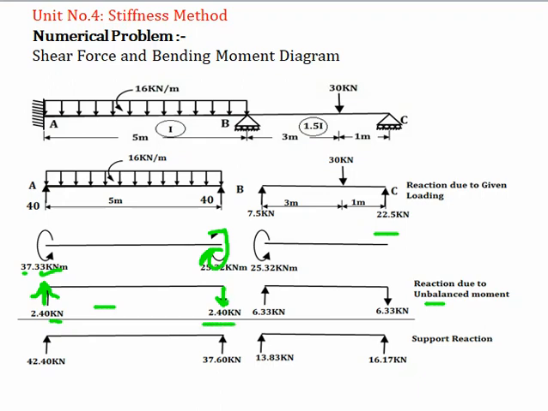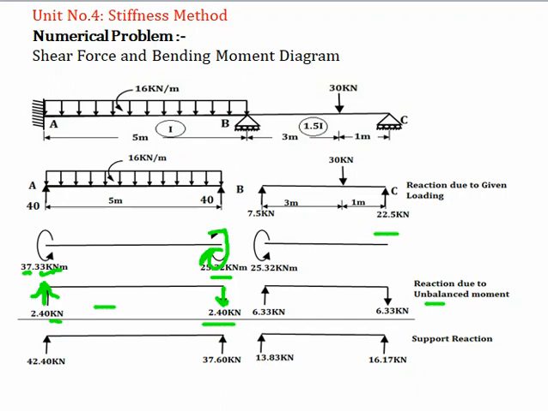So why up? When it rotates, it will get added here, and the value will be the same, equal to 37.33 that we will get. So they will balance and cancel each other. So to achieve that, you have to apply the couple in the opposite direction to this 37.33.